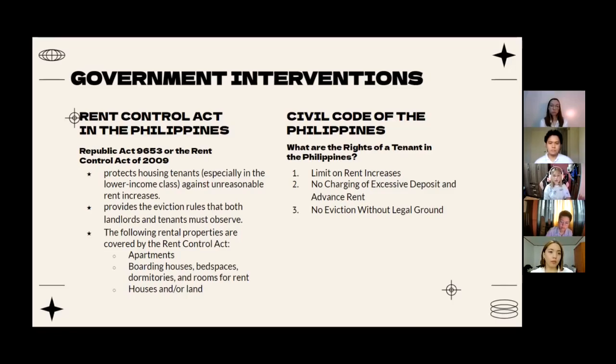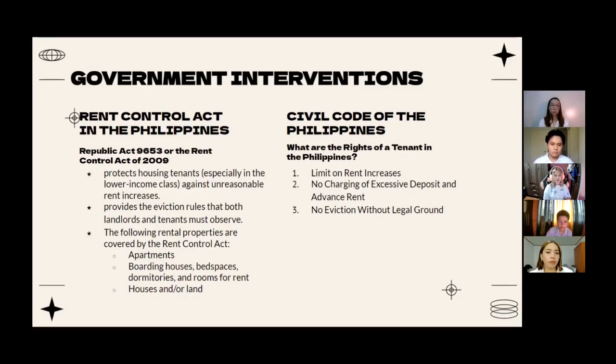Second, no charging of excessive deposit and advance rent. Under the Rent Control Act, landlords can only collect not more than a 2-month deposit and not more than 1 month advance rent. However, landlords can use the deposit and advance rent to compensate for losses they incur when tenants fail to pay the rent, settle utility bills, and/or cause damage to any part of the property.